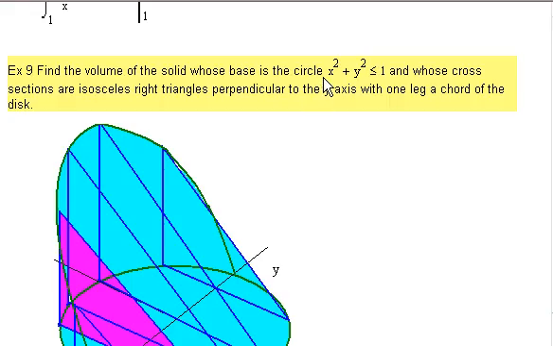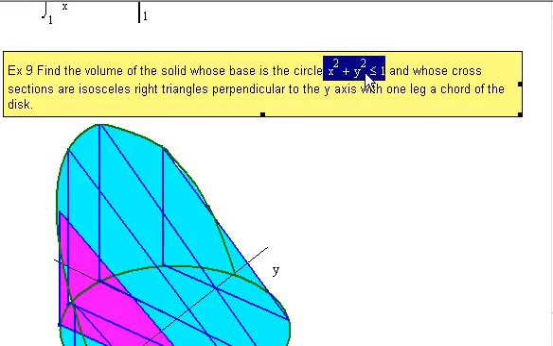Now we have a very interesting problem. We have the circle. Actually, this one's solid circle, so to speak. It's all filled in because it's x squared plus y squared less than or equal to 1. It's all the points inside the interior of that circle of radius 1, including the edge. And the cross sections are isosceles right triangles perpendicular to the y-axis with one leg a chord of the disk.